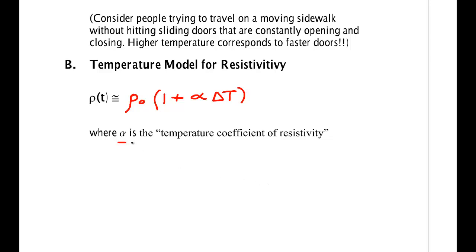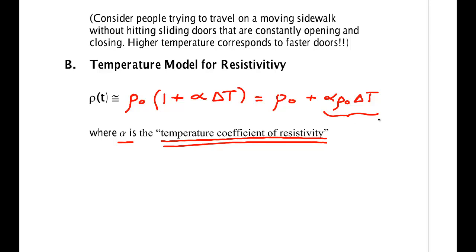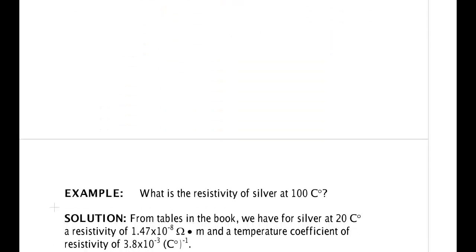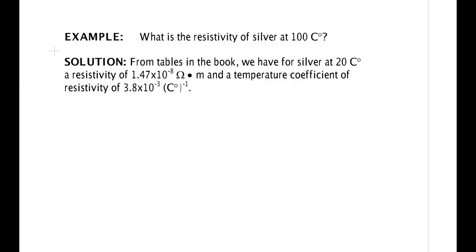This alpha is called the temperature coefficient of resistivity, and it has different values for different materials. But basically it says that this is simply rho naught plus alpha rho naught times delta T. If you look at this, this looks very much like what we did when we had thermal expansion, and there's a reason for that. It's the same math technique that gets us this formula. Now you likewise can do the same thing for resistance. So let's do a calculation here.